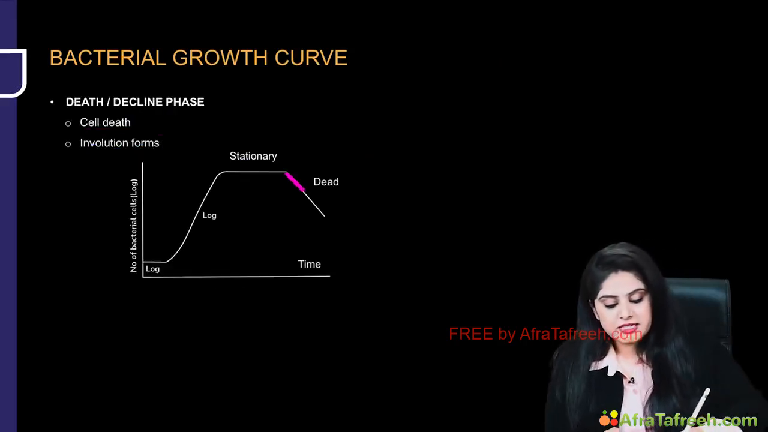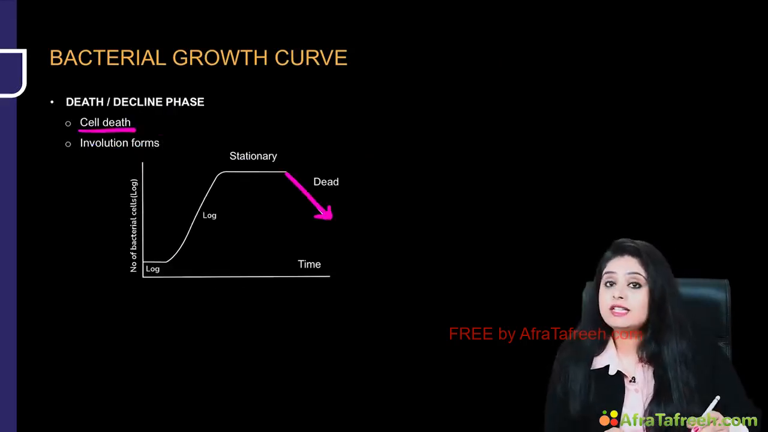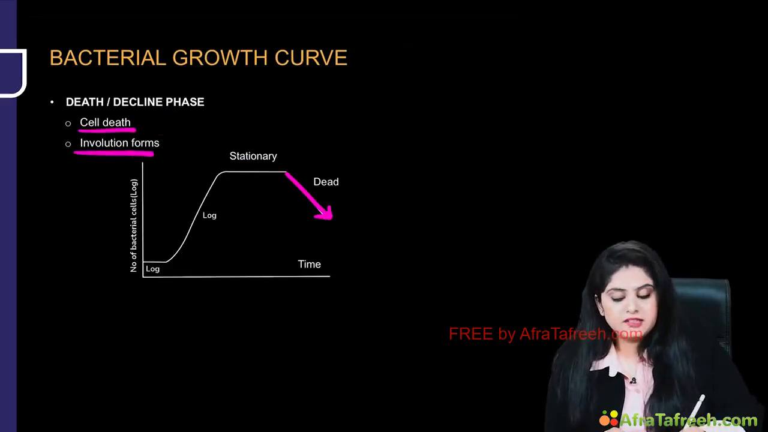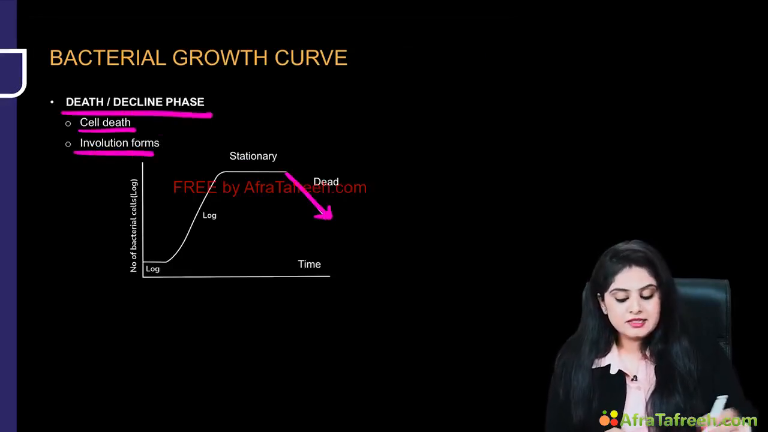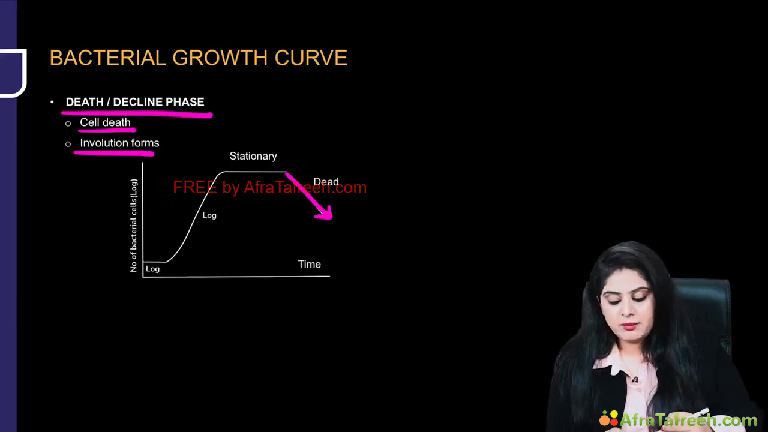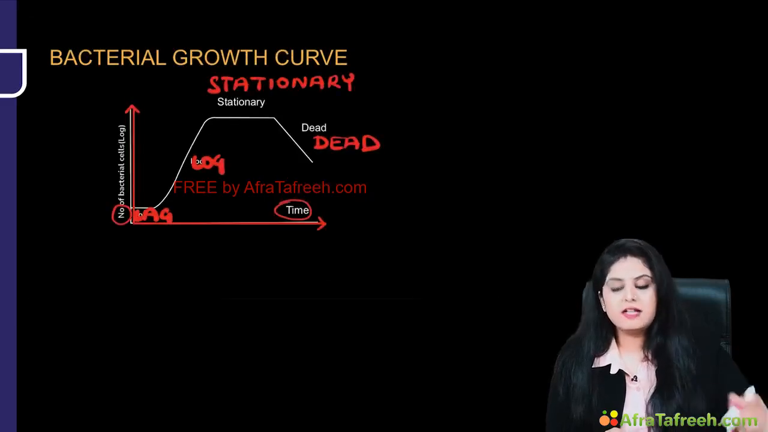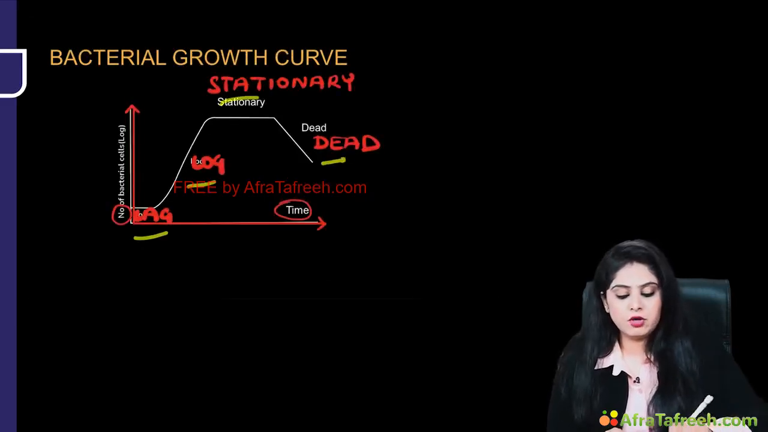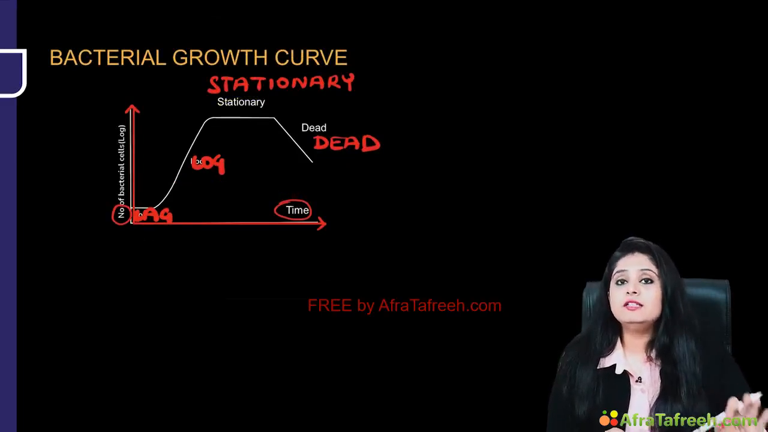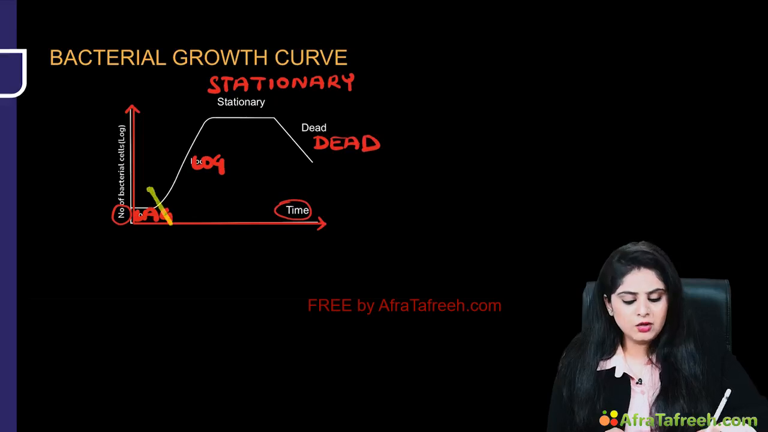Finally, the cells have started dying and there is cell death, or they have started involuting. So either ways, the count is going down. That is the death or the decline phase. So coming all the way back to your first thing, if I ask you questions, these are 1, 2, 3, 4 options. Where are you gonna see the maximum size? When is the bacteria most mota? At the end of the lag phase.